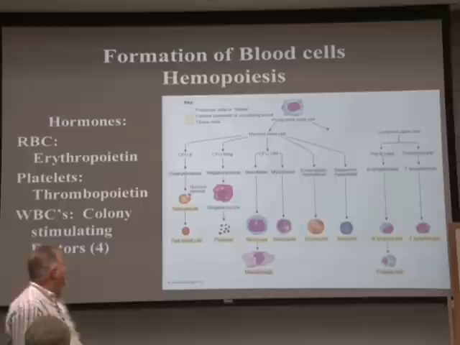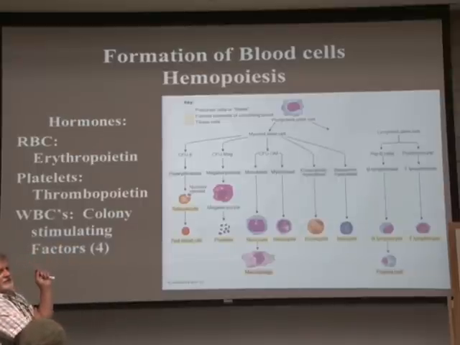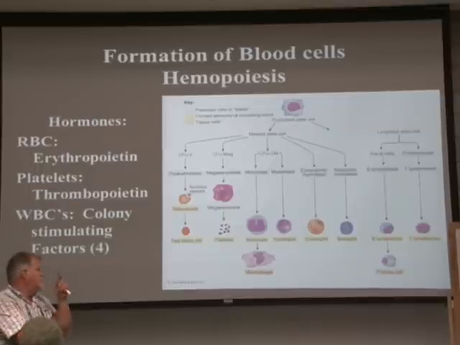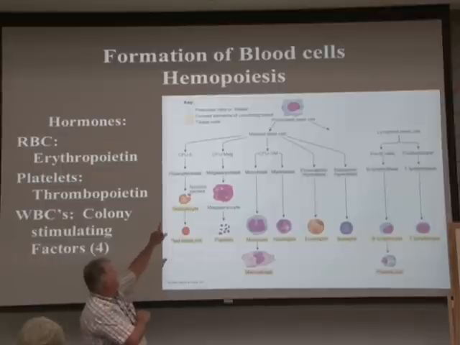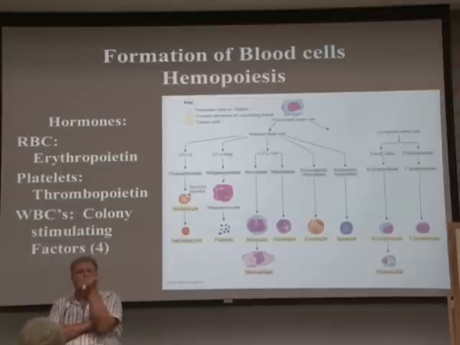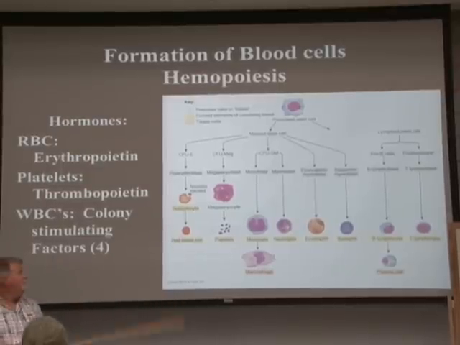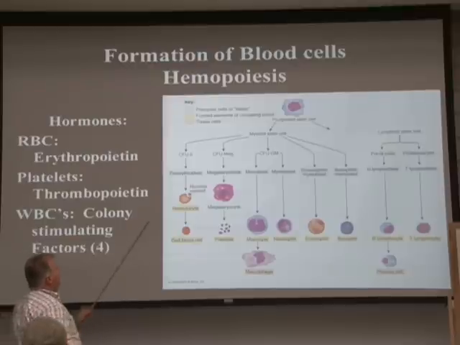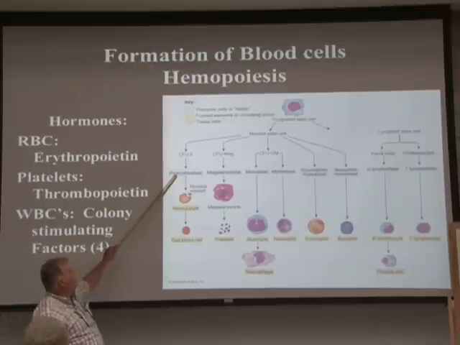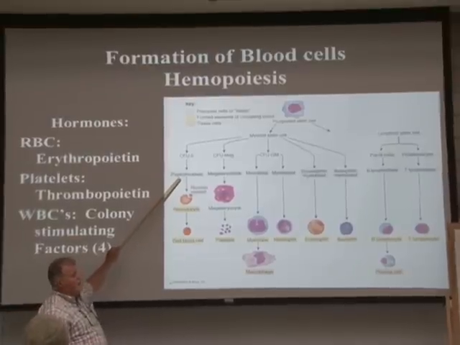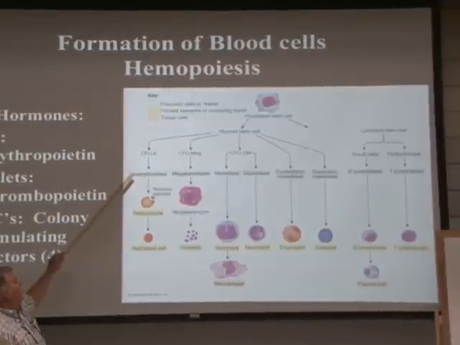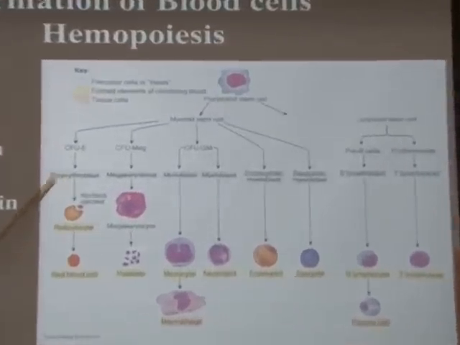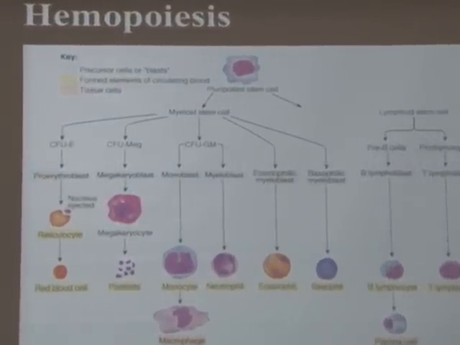What does the U and the E stand for? It's colony forming unit, and then E is for erythroblast. So anything that's going to become a red blood cell is an erythroblast. Okay. All right. So what happens then is we can drive the formation of red blood cells in our bone marrow with this hormone called erythropoietin. And so that's this hormone right here.